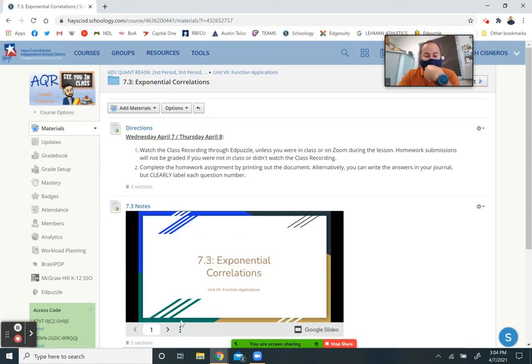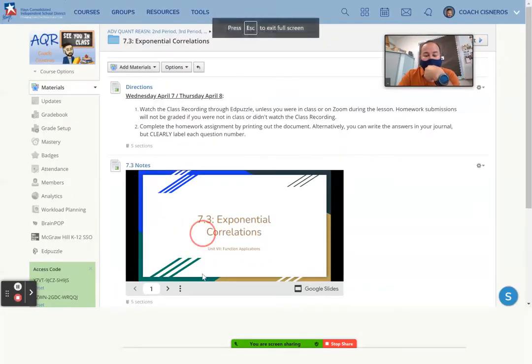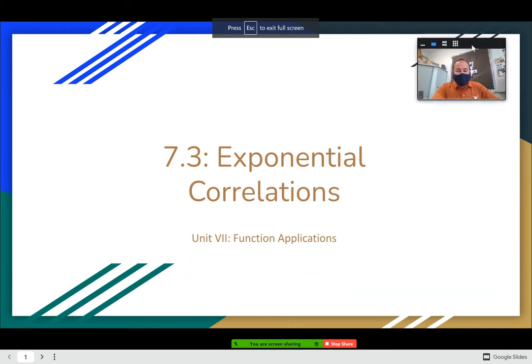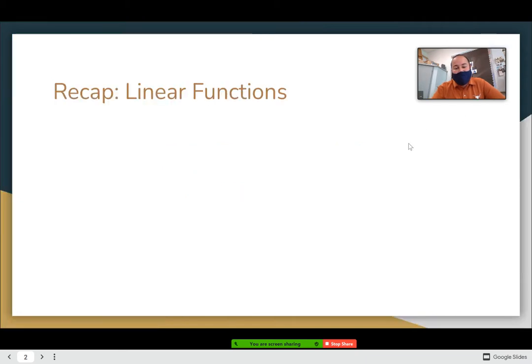Okay, so here's the first thing. Let's go over this stuff. On Monday, we talked about linear correlations, linear scatter plots. You guys know what linear looks like, either positive trending upwards or negative trending downwards.